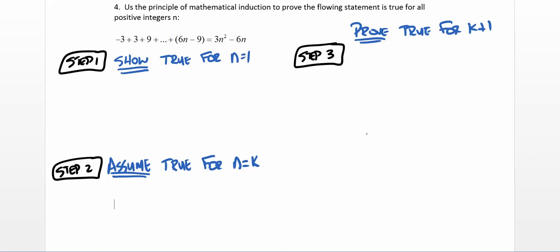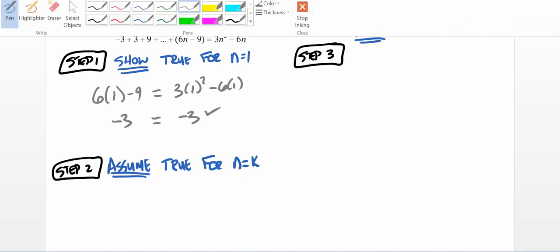All right, so this is a mathematical induction problem. So what we want to do is do all three steps and show all three steps at once. Okay, so we're going to show that this is true for the first one. So 6 times 1 minus 9, is that the same thing as 3 times 1 squared minus 6 times 1? Negative 3 is equal to, yep, negative 3, check. That seems to work out pretty good.